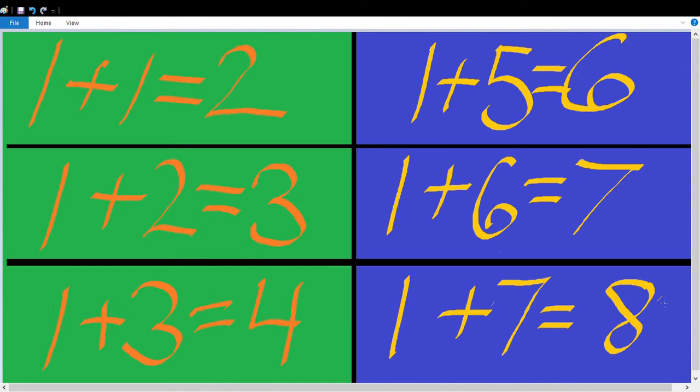So now you know that 1 plus 1 equals 2. 1 plus 2 equals 3. 1 plus 3 equals 4. 1 plus 5 equals 6. 1 plus 6 equals 7. And 1 plus 7 equals 8.